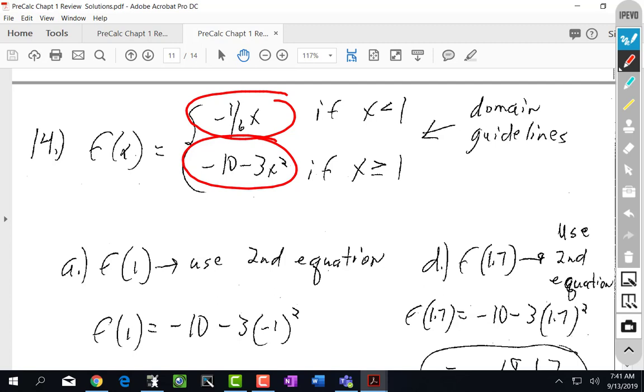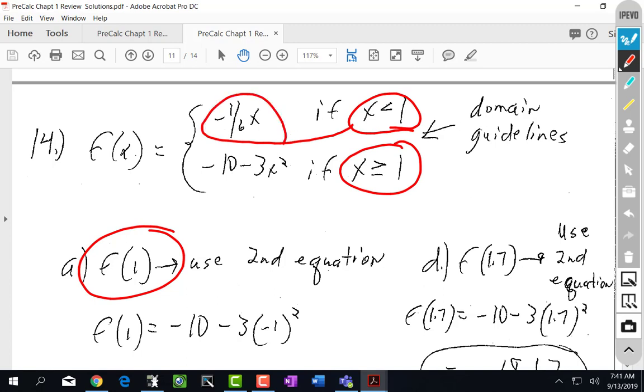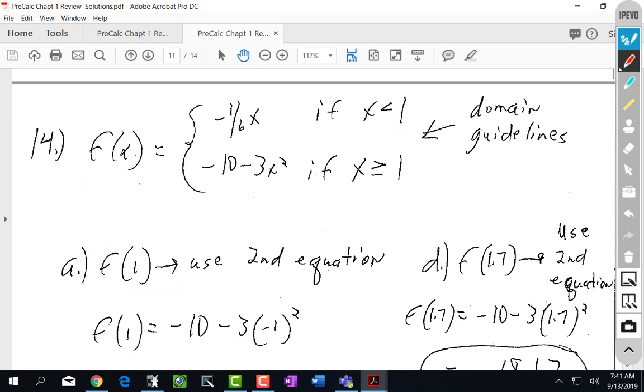Now notice I cannot use both equations to find these answers. If I do, that means that it won't be a function. It means that I'll have 2 answers, or in other words, my domain is paired up twice. So that's why they give you these guidelines. Basically, this is saying use the top equation if x is less than 1, and use the bottom equation if x is greater than or equal to 1. You're going to notice your domains do not overlap. If they did, I would not have a function here. So all I have to do when I'm doing these problems is decide which equation to use.